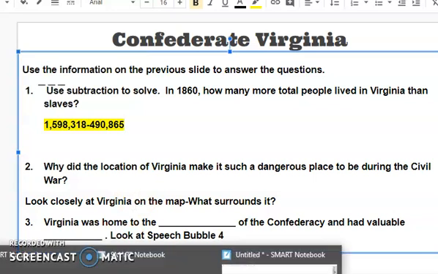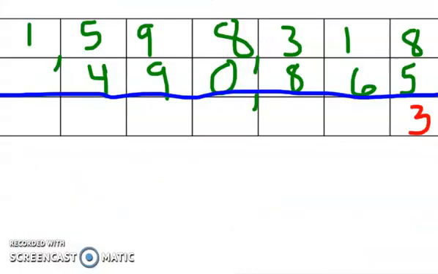490,865. Now, in order to do this, I put mine in boxes. You can replicate this on your paper just by turning your paper to the side. And the reason why I did this is because we want to make sure that everything lines up. You can see here that I started the problem, and we're going to go through the ones place, the tens place, and the hundreds place.